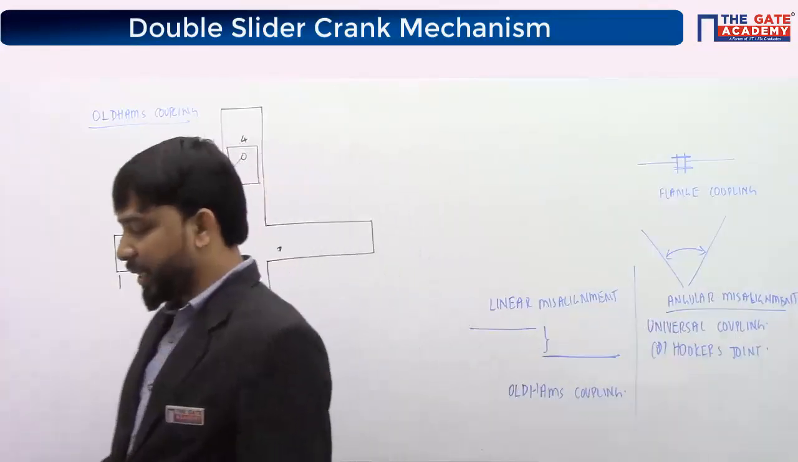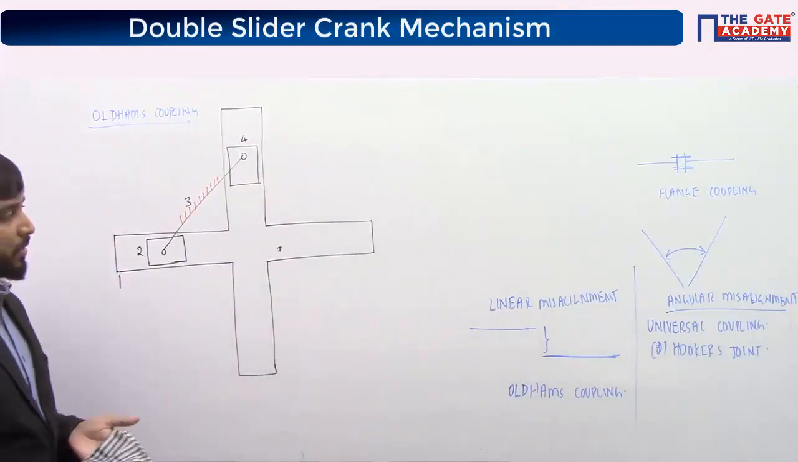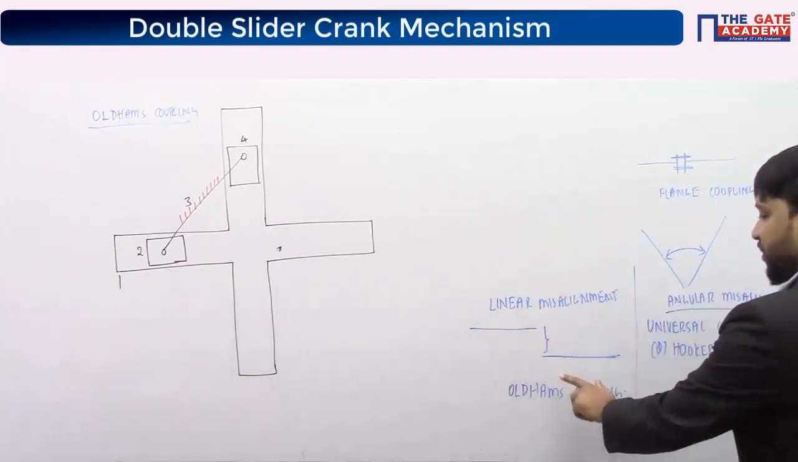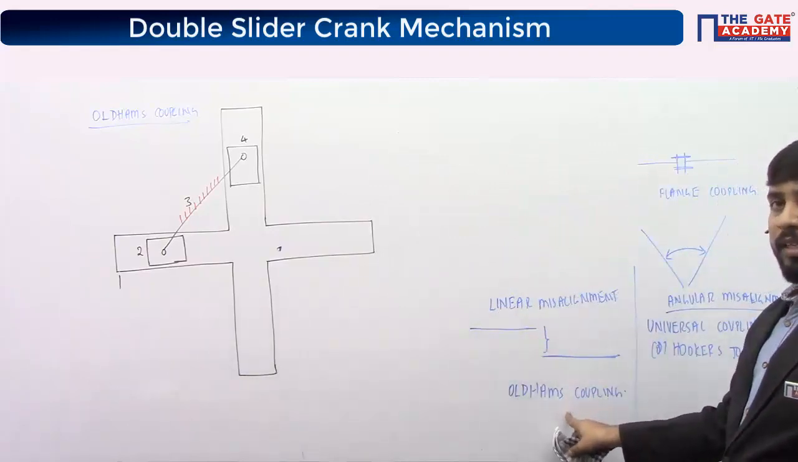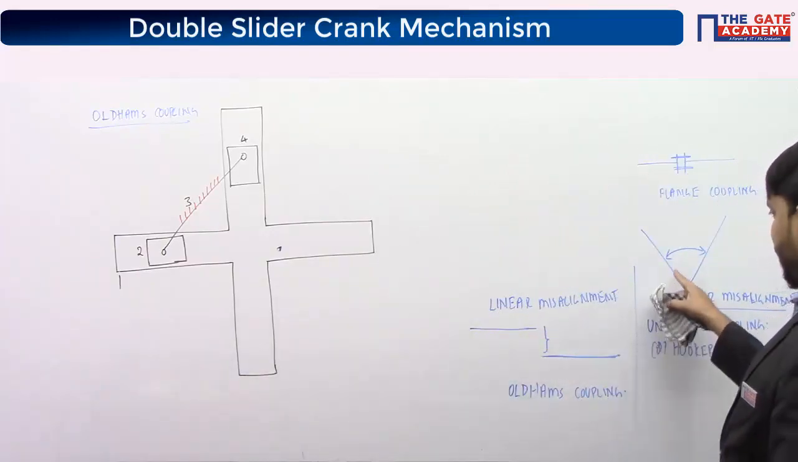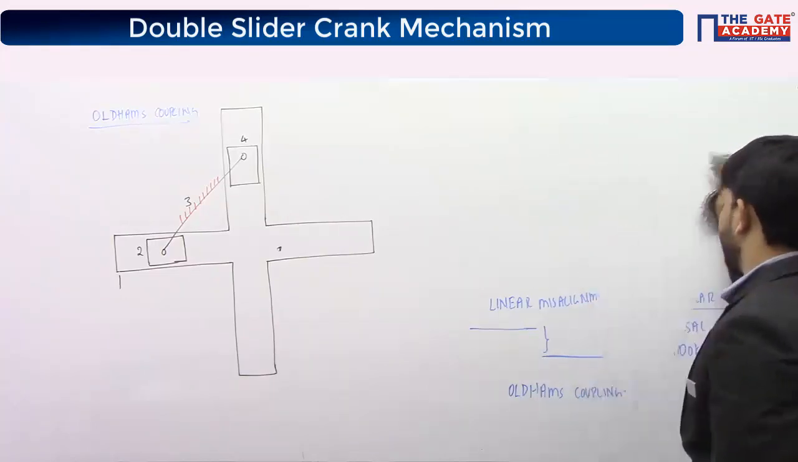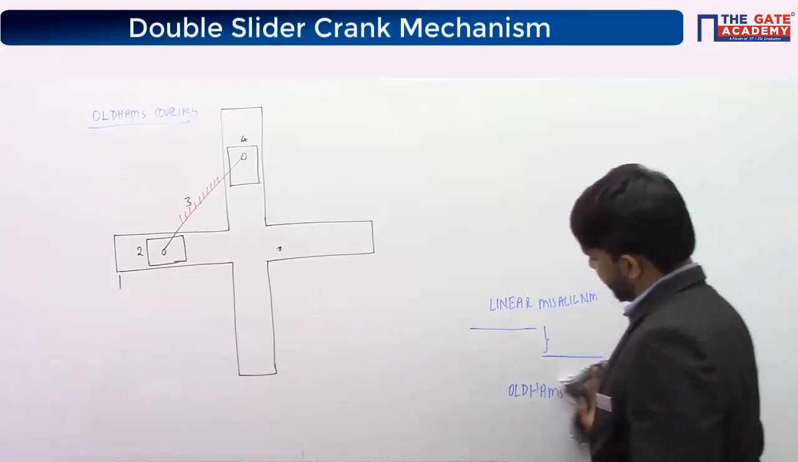Oldham's coupling is used for connecting two shafts having linear misalignment. This kind of misalignment is called linear misalignment, and for linear misalignments, we go for Oldham's coupling. For angular misalignments, we go for universal coupling. If they are perfectly aligned, we go for flange coupling.